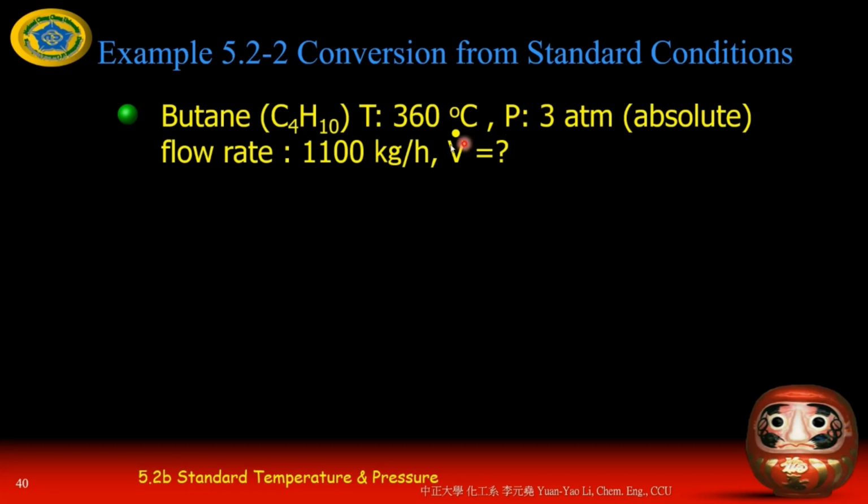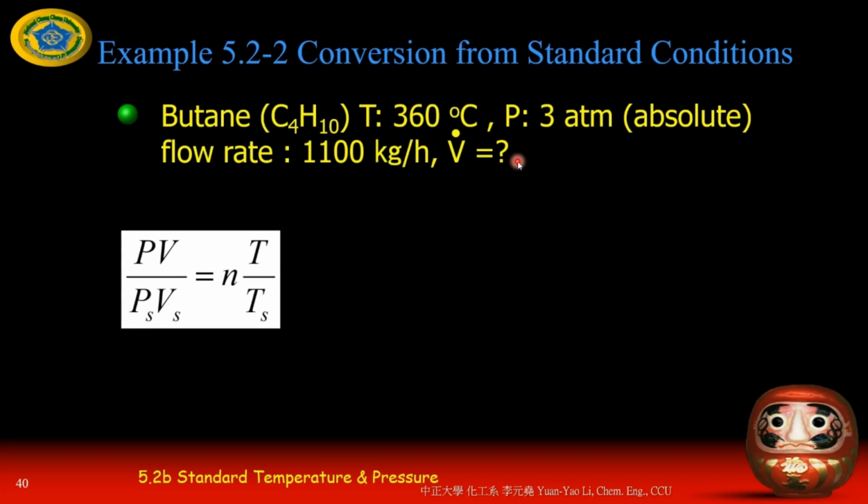want to ask you the volumetric flow rate. So what's the value of the volumetric flow rate? This is easy, right? You have temperature, pressure, and mole, and PV equals nRT. As long as you know the value of the gas constant, you can get the volume, right?